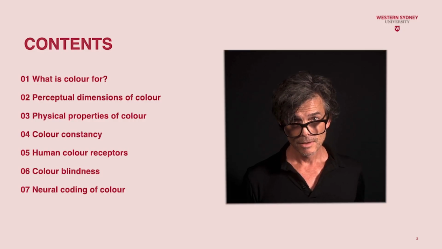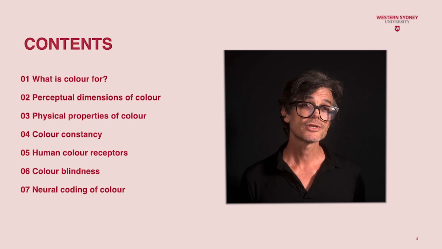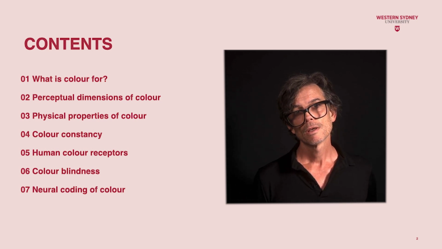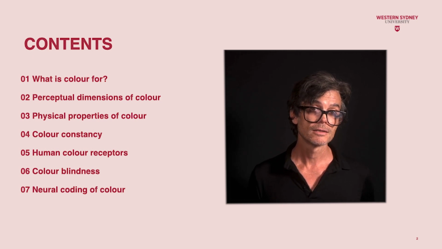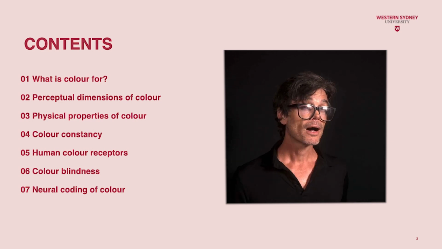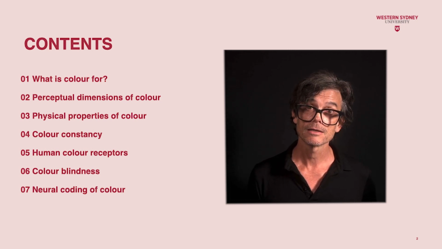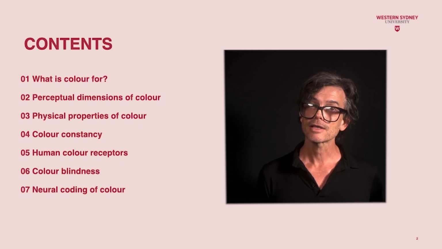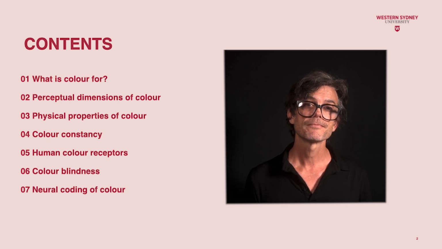In this lecture, we'll explore human colour vision, beginning with an examination of some of its biological functions. In the second part, we'll identify the three perceptual dimensions of colour: brightness, hue, and saturation. In part 3, we'll investigate what physical properties drive our experience of colour, before looking at colour constancy, the fact that the colour of objects remains fairly stable across different illumination conditions.